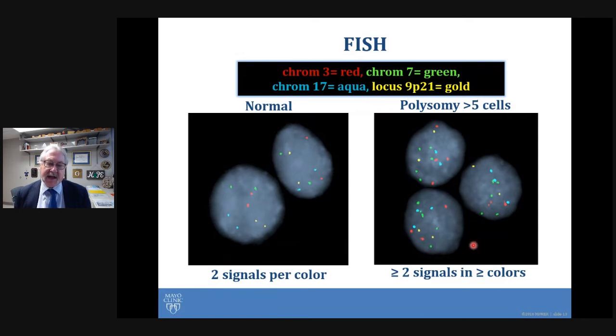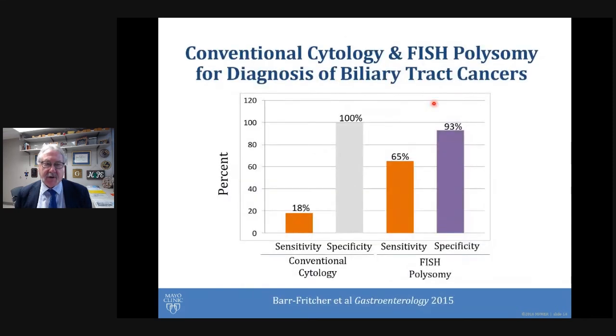In disease, in cancer, the DNA is frequently amplified. One has more than 2 copies of a chromosome. And when we see greater than 2 colors and greater than 2 chromosome pairs, we call this polysomy. And identifying 5 or more cells with polysomy is very worrisome for the presence of cancer in perihilar cholangiocarcinoma.